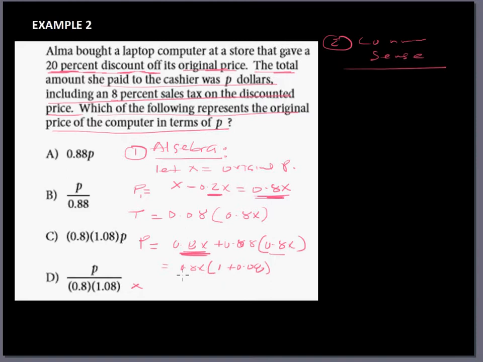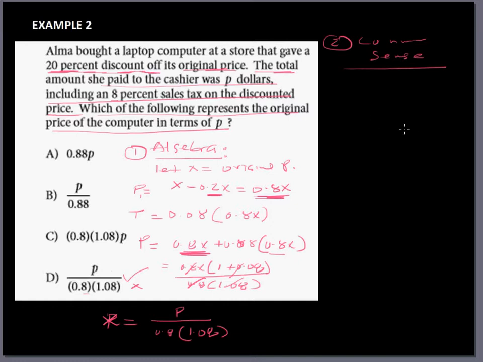Therefore, for our x, if I divide this side by 0.8 times 1.08, this will cancel this one, and that will give me x. So the original price x, which is what I'm looking for, will be P divided by 0.8 times 1.08. I hope you see that in terms of the solution. So your answer choice is going to be answer choice D, which is this here.